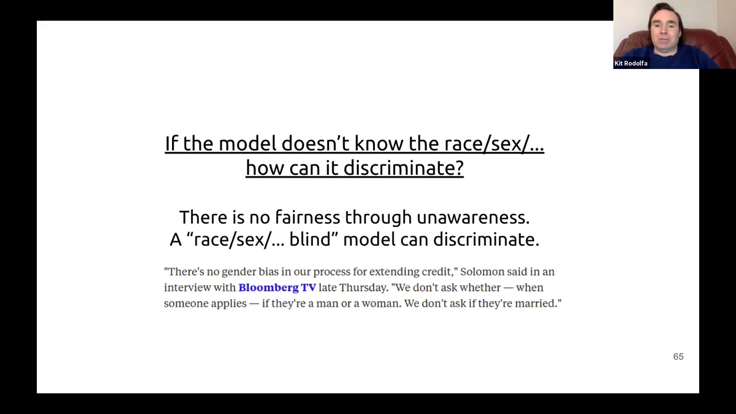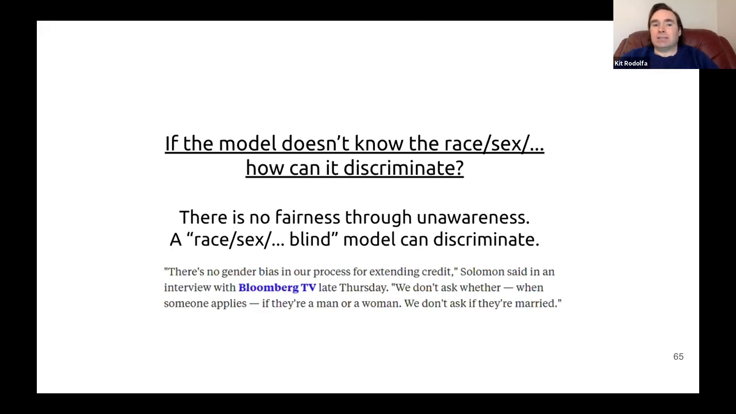But the problem is that, one, there are a lot of correlated attributes with these things. And I think if you look into a lot of the history in the United States around things like redlining, where people were choosing different zip codes to make lending decisions, you see that there are many different ways that the model can pick up on differences that are very highly related to these attributes that you care about.